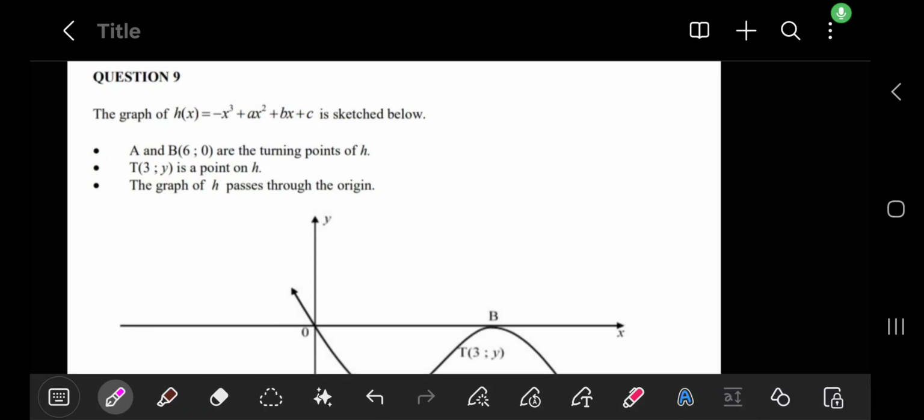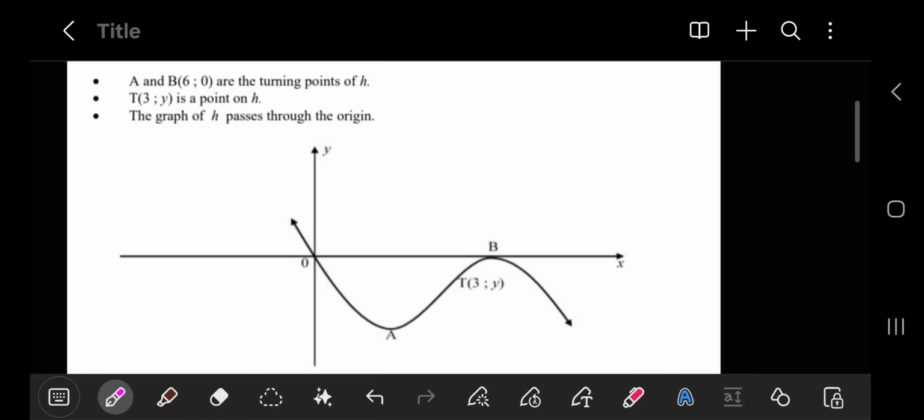So practice problem 3, cubic functions, grade 12. Let's go. Here we have question 9. It says the graph of h of x is equal to negative x cubed plus ax squared plus bx plus c is sketched below. Now we've got a bit of info given to us.